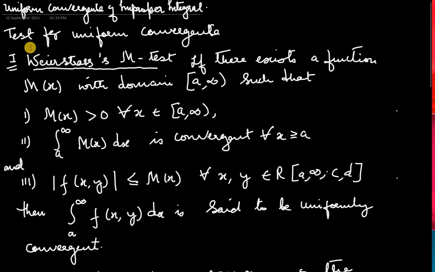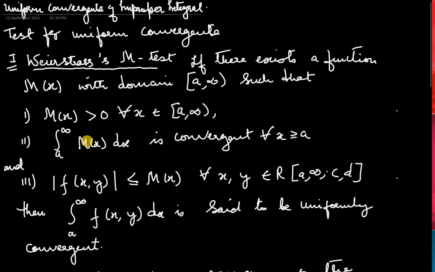Let us first give the statement of the Weierstrass M-test. Using this test we can check whether the given improper integral is uniformly convergent or not. The statement is like this: if you can find a function M(x) in terms of x alone with domain a to infinity, such that number one, M(x) must be a positive function for all x lying in this interval a to infinity.